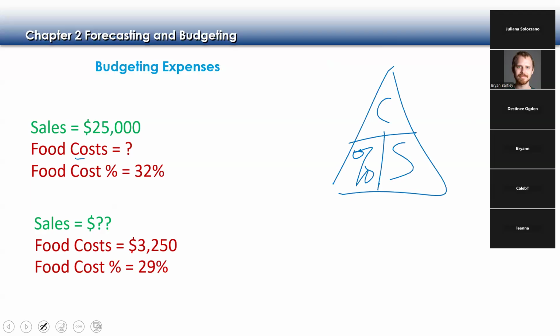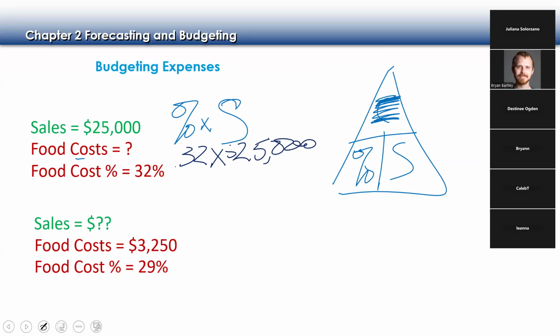Food cost. So I'm going to scratch that out. And then, not only am I going to scratch that out, I'm going to write my formula, percent times sales. And then right under that formula, I'm going to do the percentage of 32% times $25,000. Okay. And so what is my food cost? What is my food budget? $8,000. $8,000 total?